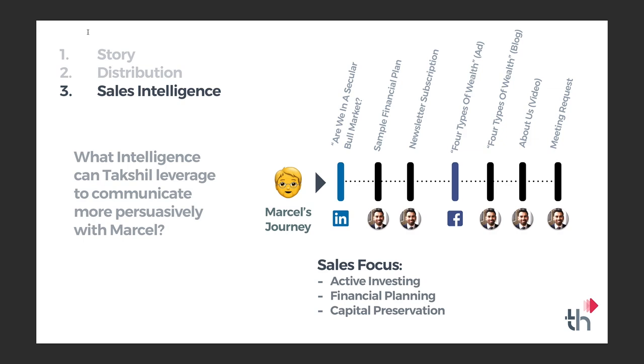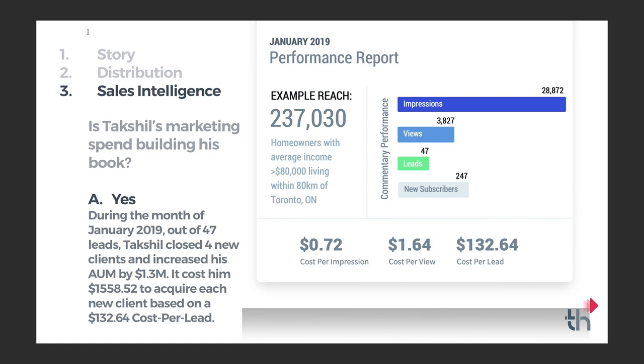And then finally, the big question is, at the end of the day, is Taxil's marketing spend, is the dollars he's putting in to expressing himself digitally, he's putting budget behind that expression, returning back in the form of AUM? Is he building his book? Is he ultimately able to run a cycle that increases the success of his business and increases his AUM? And so in a fictitious world here, in a perfect world, this is what that picture would look like.